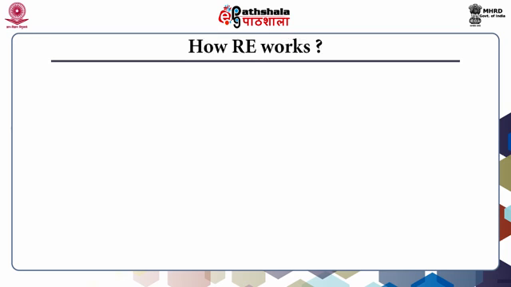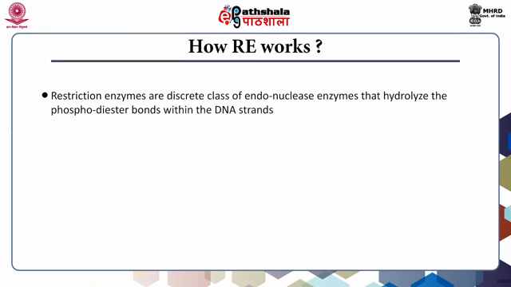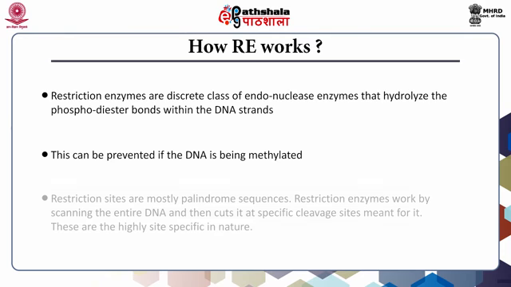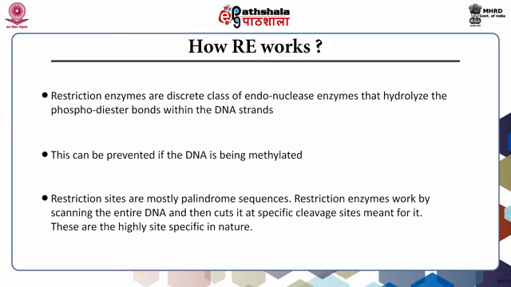How restriction enzymes work. Restriction enzymes are a discrete class of endonuclease enzymes that hydrolyze the phosphodiester bonds within the DNA strands. This can be prevented if the DNA is methylated. Restriction sites are mostly palindromic sequences. These enzymes work by scanning the entire DNA and then cutting it at the specific cleavage site meant for it. These are highly site specific in nature.